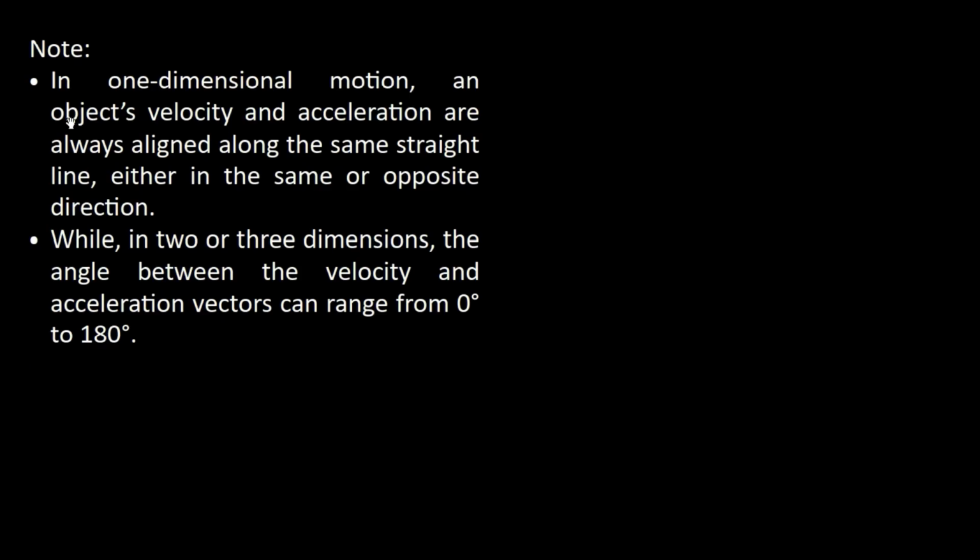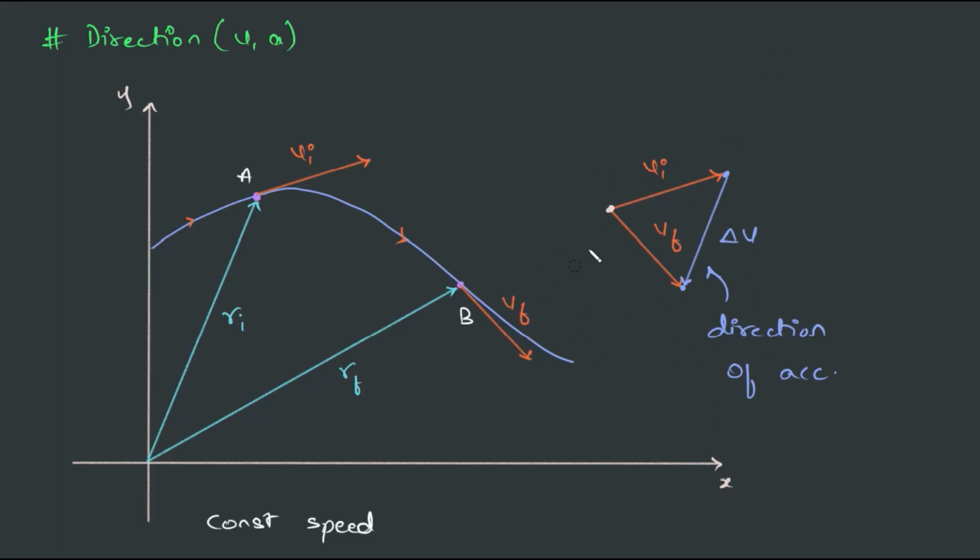In one dimensional motion, an object's velocity and acceleration are always aligned along the same straight line, either in the same direction or opposite direction. This we saw exclusively, right? We kept seeing this in our motion conversation, one dimensional motion. While in two dimensional or three dimensional motion, the angle between the velocity and the acceleration vector can range from 0 degrees to 180 degrees. So this we saw clearly. Here the angles are nowhere near 0 or 180 degrees. It can vary anyhow it wants. It goes situation by situation. So that is one small note.